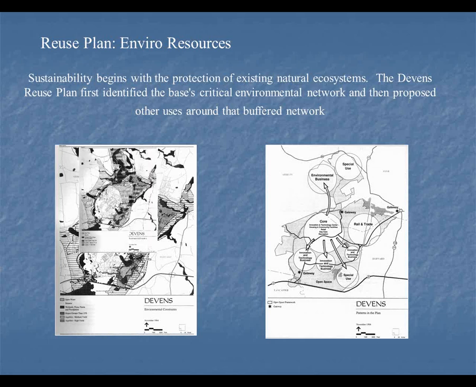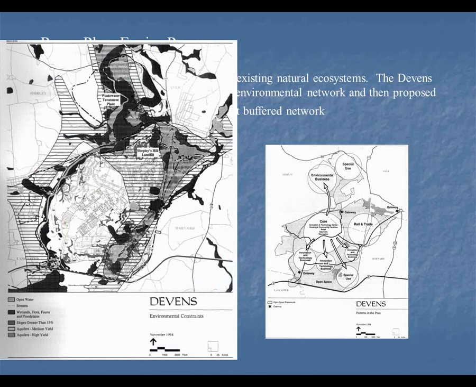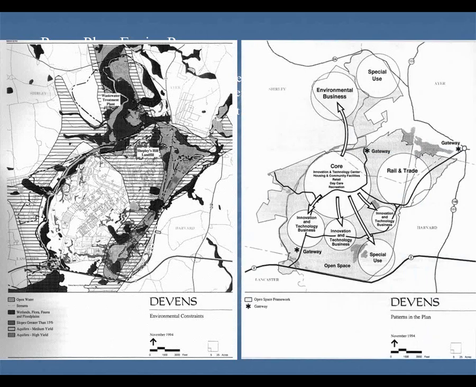And in this case, we were able to start out by mapping the environmental characteristics of the base. And I don't think it's important to know what all of the lines are here. It's just to illustrate the fact that they were all taken into account and were part of the discussion. So you'll notice in the bubble diagram on the right-hand side of your screen that the rail and trade area is on top of a resource area. In this case, the resource is mostly an aquifer.